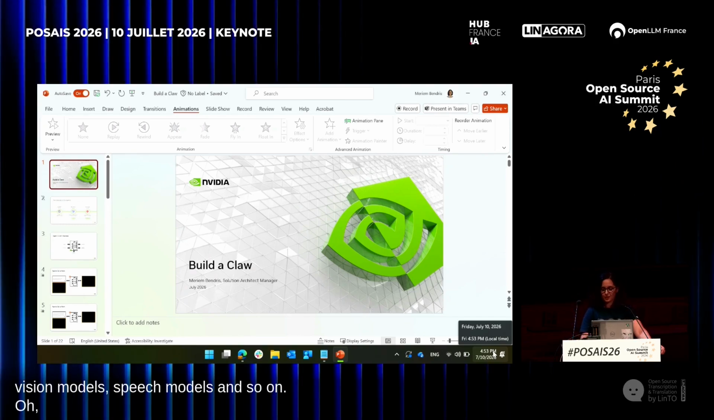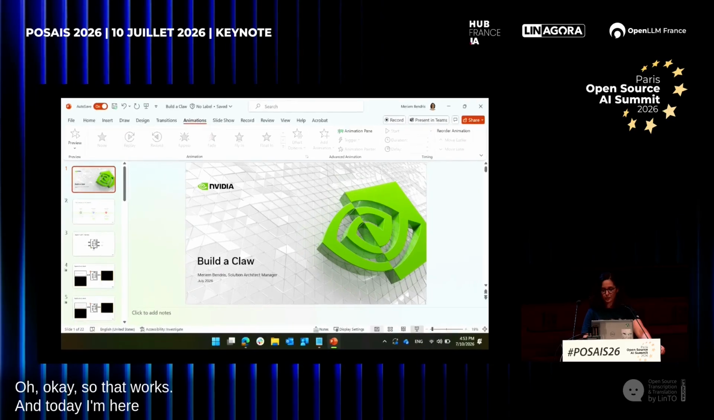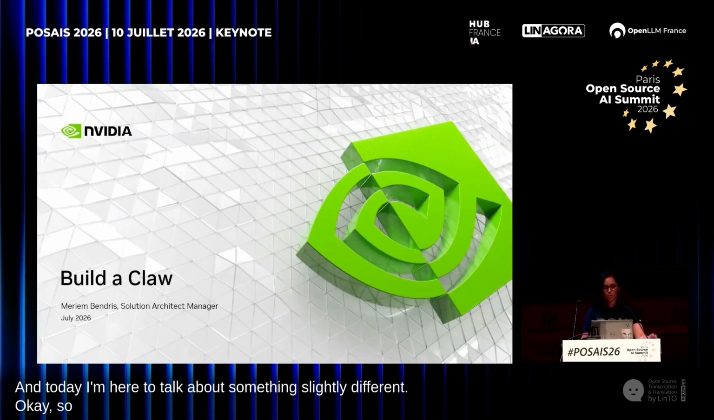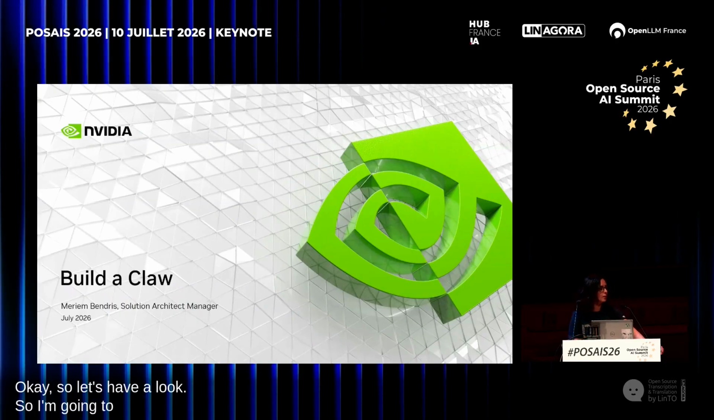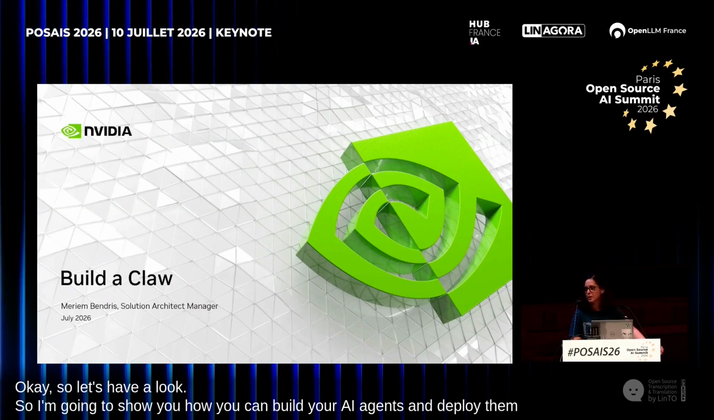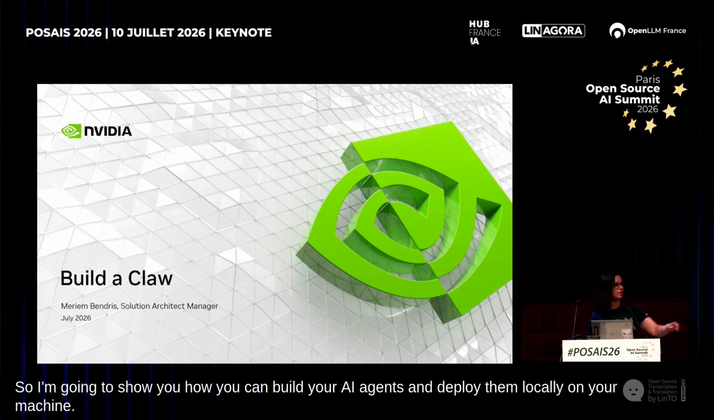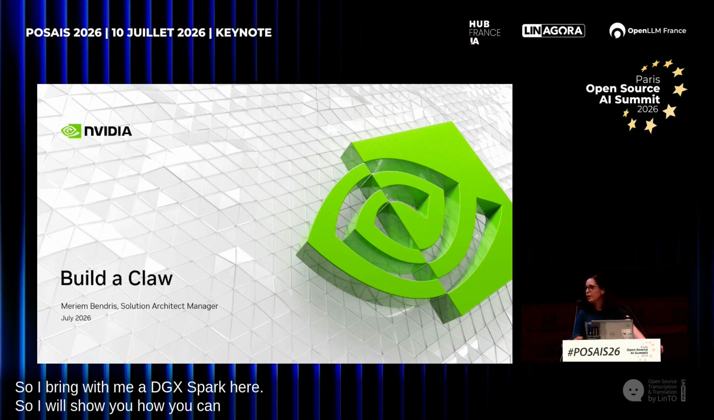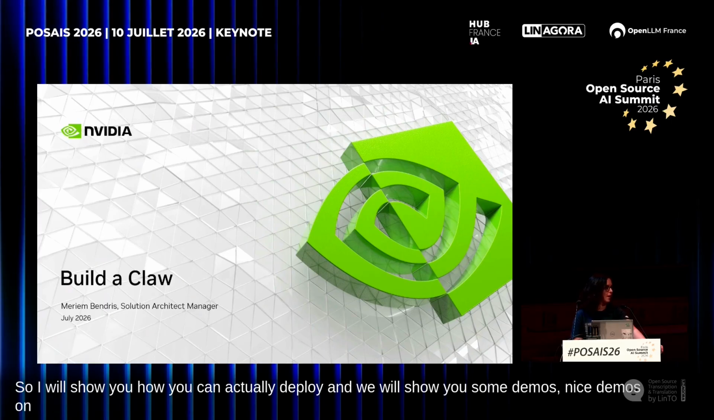Okay, so that works. And today I'm here to talk about something slightly different. Okay, so let's have a look. I'm going to show you how you can build your AI agents and deploy them locally on your machine. So I bring with me a DGX Spark here. I will show you how you can actually deploy, and we will show you some nice demos on how you can do that.